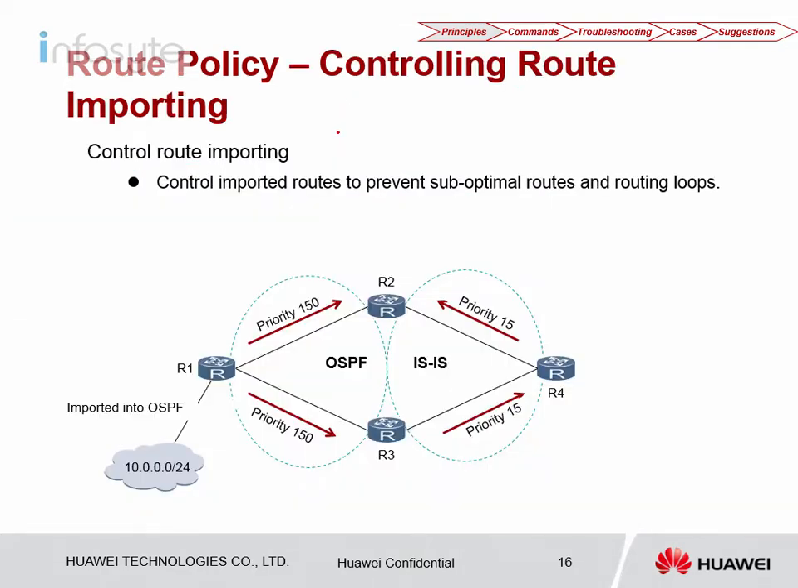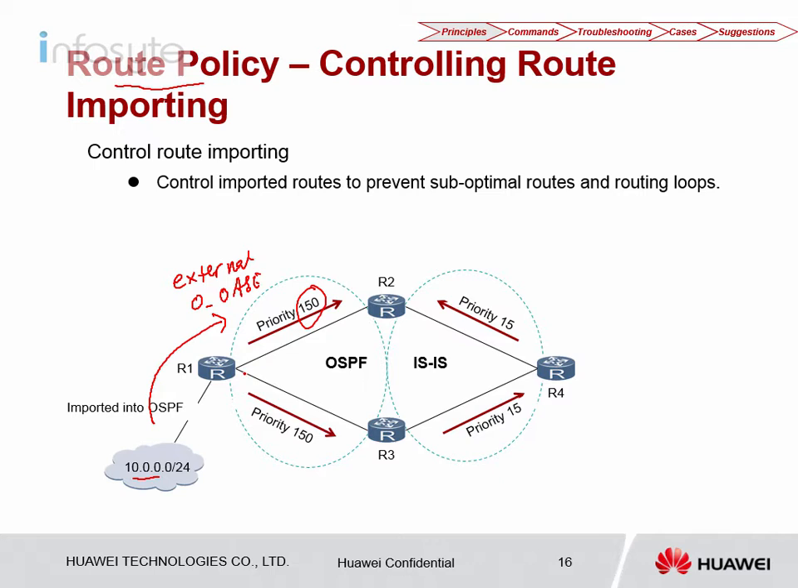Let us examine one topology, and I'm going to introduce a route policy and its uses under these circumstances. Assuming that I now have four routers, R1, R2, R3, and R4. Now R1 is attached to network 10, and R1 imports this route into OSPF. When you import, it becomes an external route, an OSPF ASE. When you import this route as an ASE, the preference will be 150.